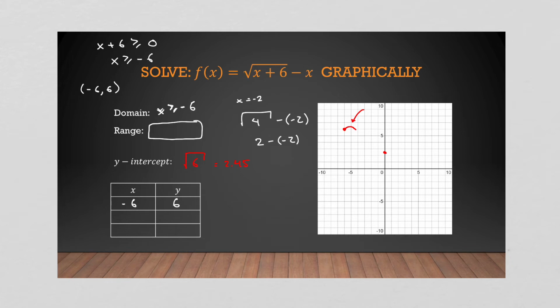So when x is negative 2, we get 4. So we have another point on our graph right there. And then you can see we're trending towards our y-intercept. So that's good. So now my next perfect square after 4 would be 1. So let's say let x equal negative 5. Well, when x is negative 5, we have 1 minus negative 5. So what do we get here? We get 6.